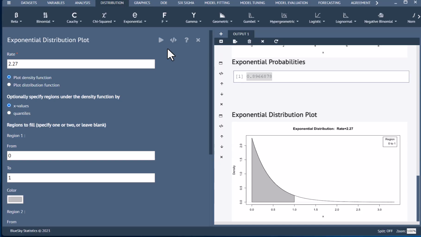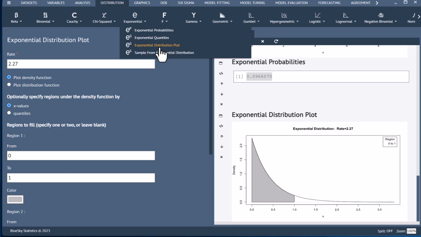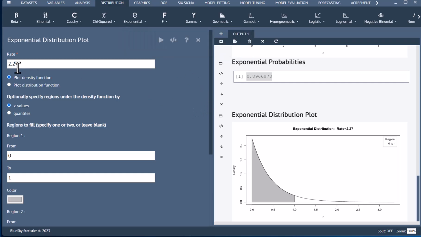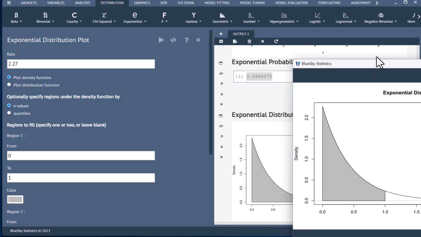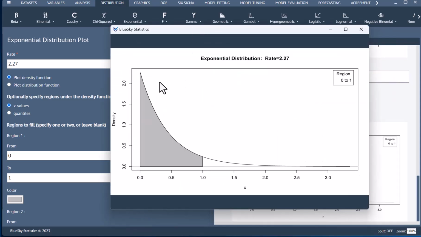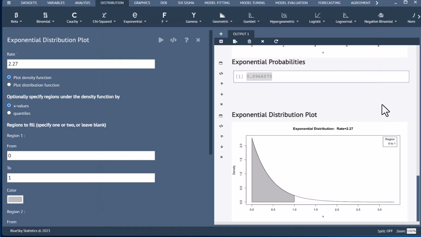To get a graphical view of this, you simply go to exponential distribution plot, enter the rate, 2.27, and click execute, and BlueSky will produce this chart for you. And that shows the same thing, 90% below 1.